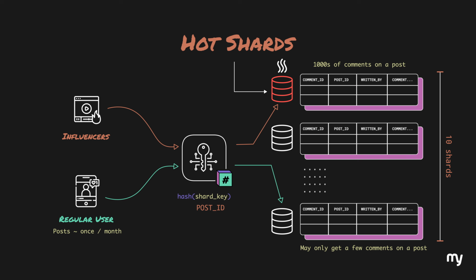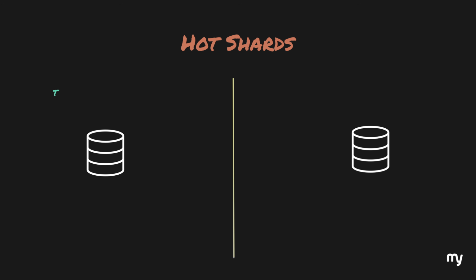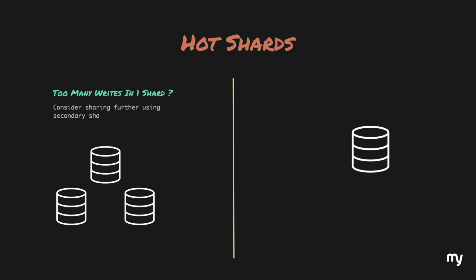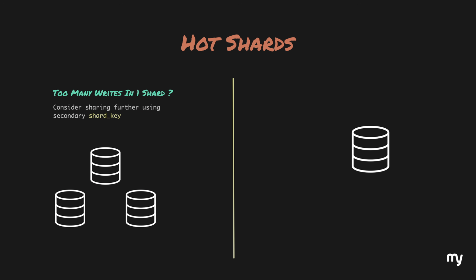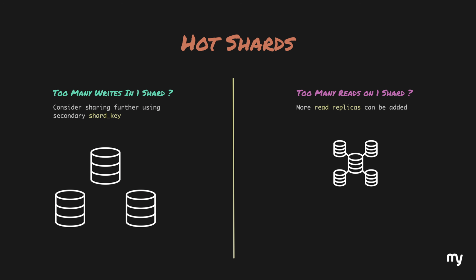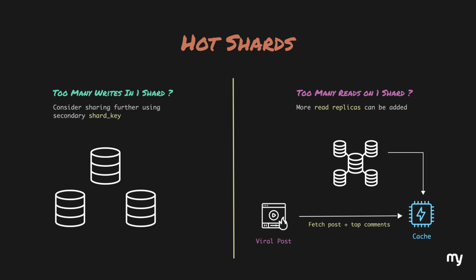The problem of hot shards can be mitigated in different ways, depending on the problem. For example, if the writes get too overwhelming for a single shard, you can shard it even further by using a secondary shard key. Whereas if the reads get too overwhelming, more read replicas can be added to that shard. Similarly, if a post gets too viral, it can be cached along with some of the top comments, and once you click view more to see all the comments, then the query gets redirected to the actual database. And this can also shield your database from a lot of reads.